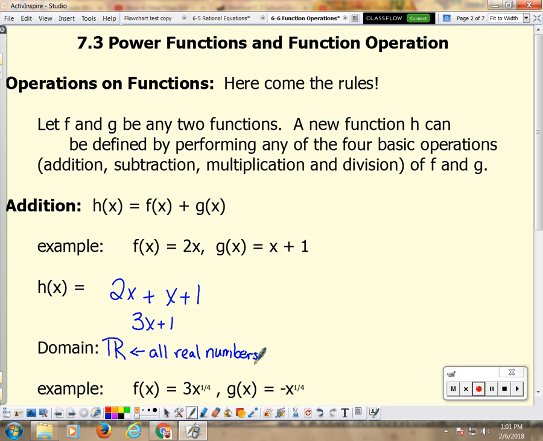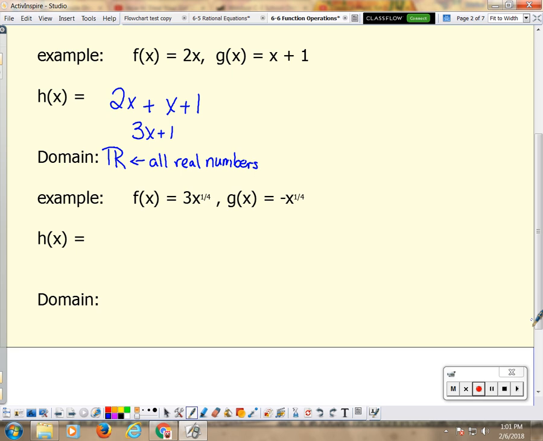Now, in our second example here, we're going to look at rational functions. So I'm still going to add. So I'm going to add f of x and I'm going to add g of x together. So f of x is 3x to the 1/4 power. And I'm going to add to that negative x to the 1/4 power. Now remember, so long as my exponents are the same, we can add these guys. So I have a 3 here, a negative 1 here. Well, 3 plus a negative 1 is 2. What is that? It's 2x to the 1/4.